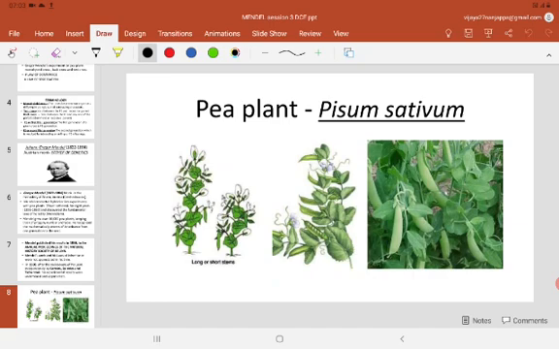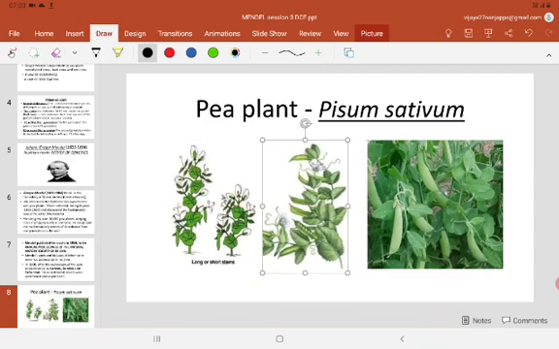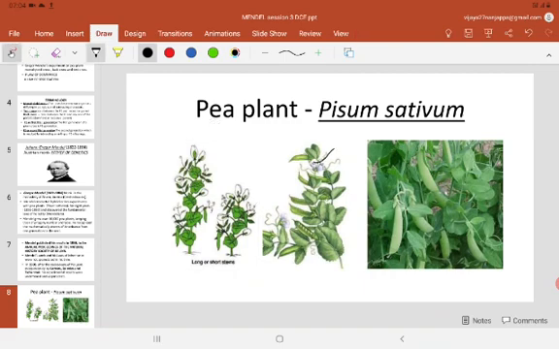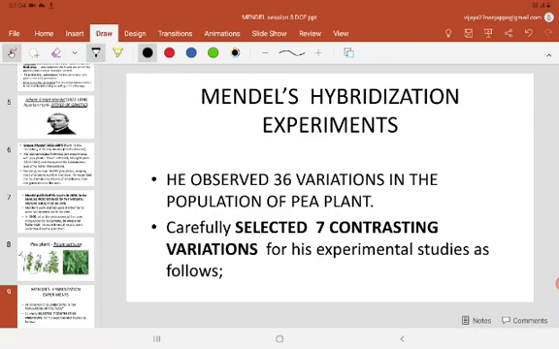One of the characters is the presence of the flower at the axis, axial flower or terminal flower. Another is height of the plant. This is the tall plant, and this is the short or the dwarf plant. The character, or the trait, is height of the plant. In relation to height of the plant, two contrasting characters he identified. One is the tall plant and the other one is the dwarf plant. Like that, he carefully selected 7.